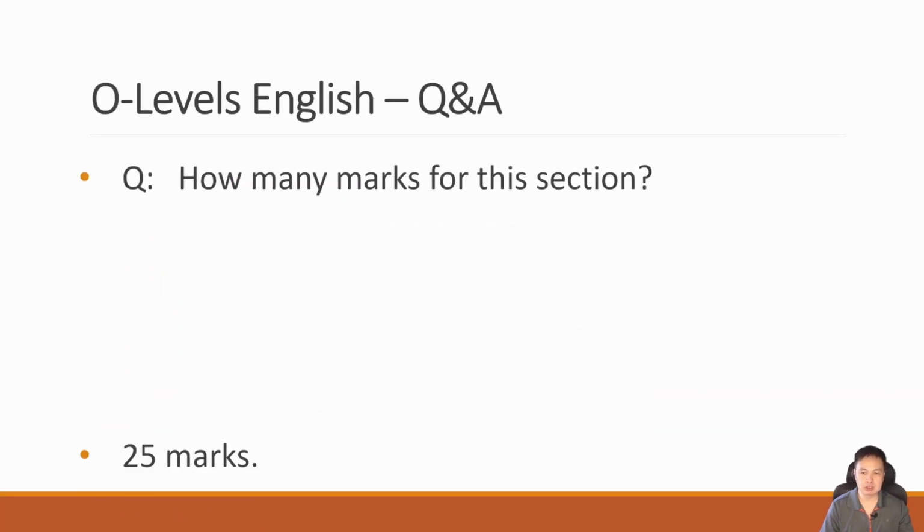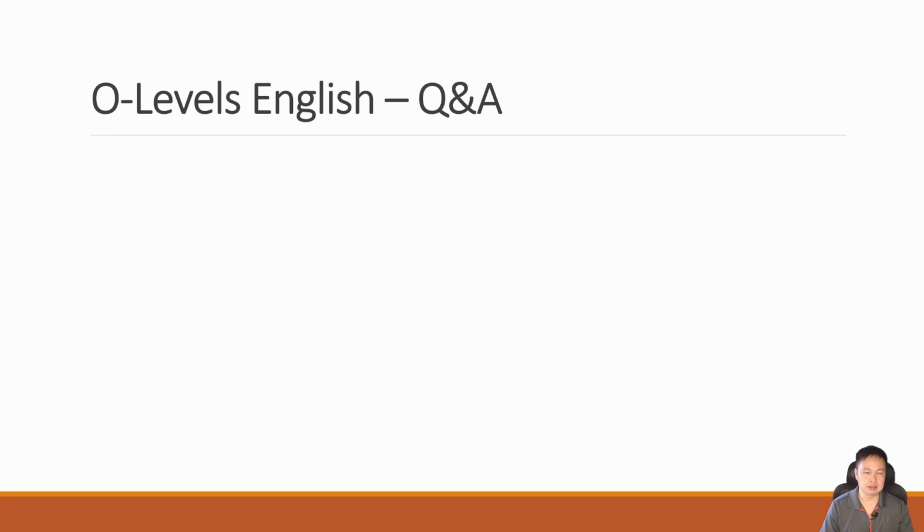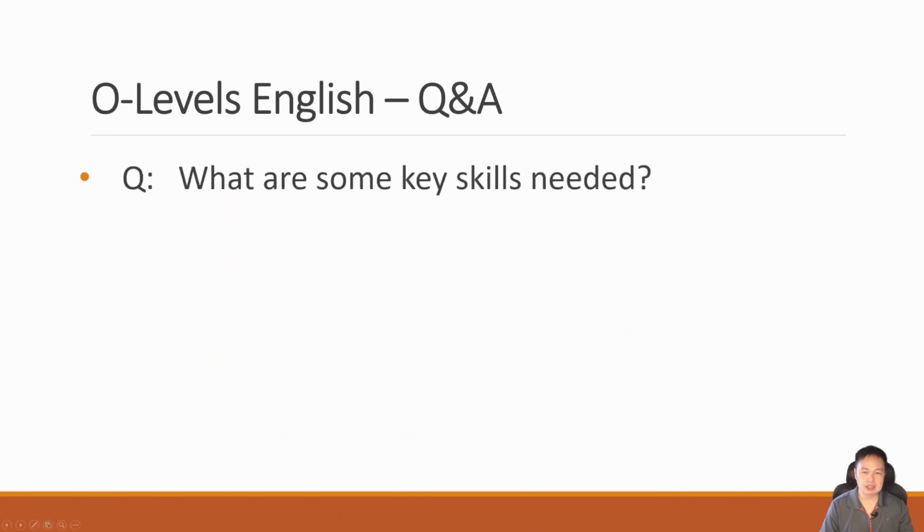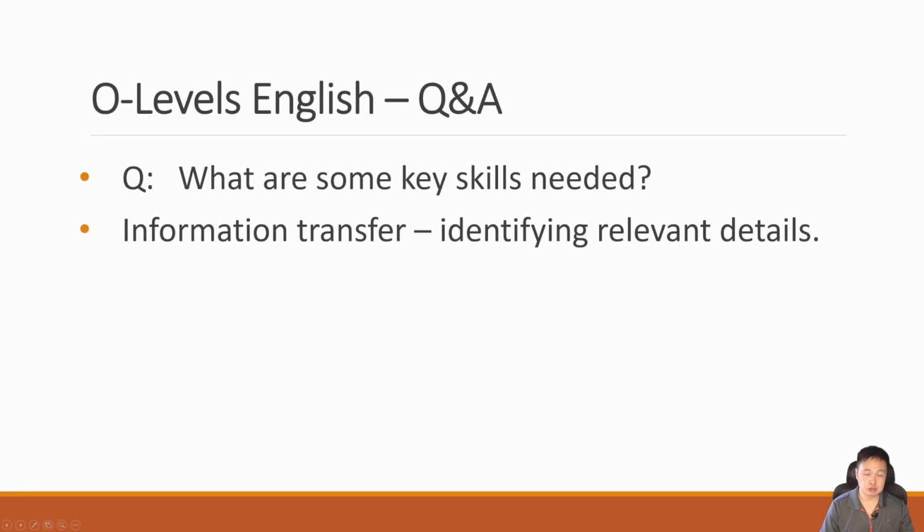First question, how many marks for this section? 25 marks. Next question. What are some key skills that are needed? Information transfer is very important, identifying relevant details and then just transferring the answer. Now, if the question never asks you to answer in your own words, don't be too clever and try to paraphrase the answer. Just take the relevant answers and form your own answer to the question, and then you are done.